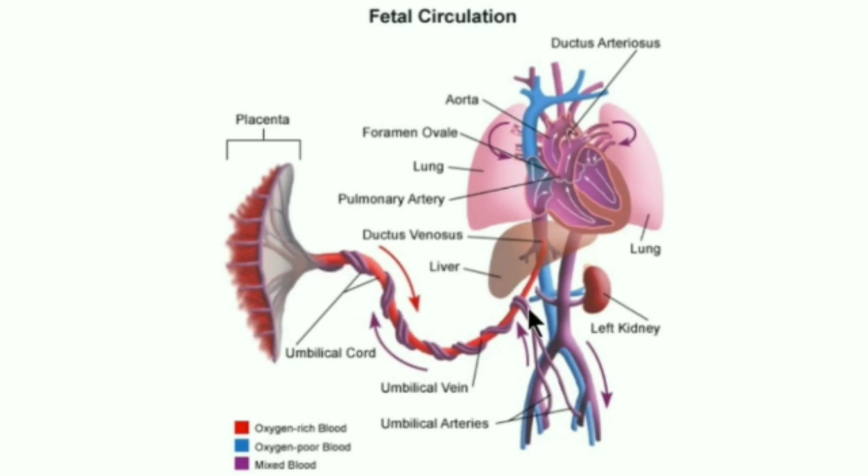It comes down, and then around 40% of the blood in the descending aorta goes back to the placenta through the umbilical arteries. So this cycle continues. That is the simple fetal circulation. The umbilical arteries are 2, and the umbilical vein is 1.